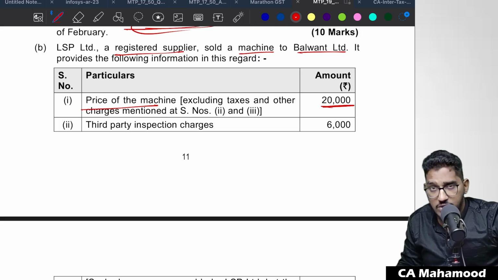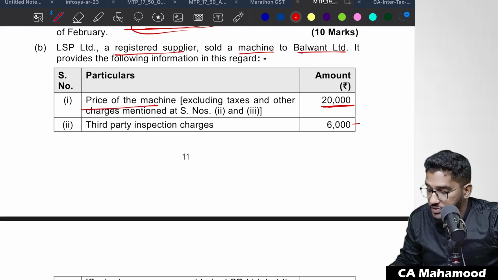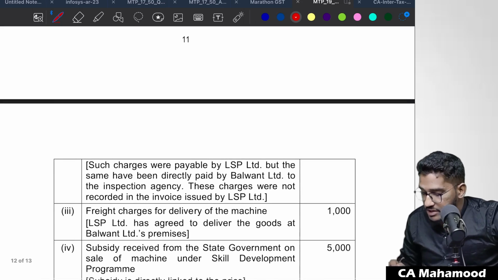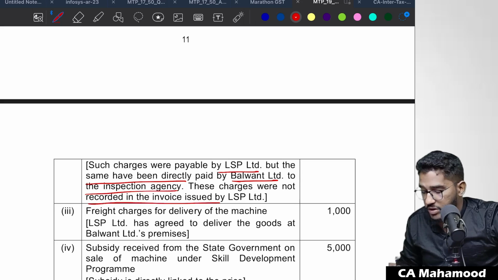Okay. Third party inspection charges. Will it be added to the value of supply? Yes, 100% it will be added. Such charges were payable by LSP Limited, but the same have been directly paid by Balwant Limited to the inspection agency. Those charges were not recorded in the invoice.